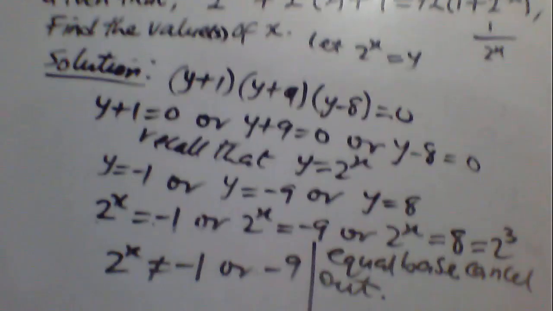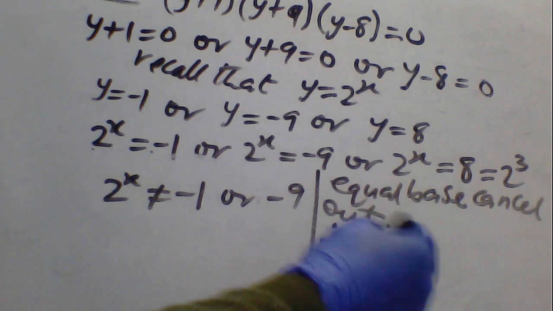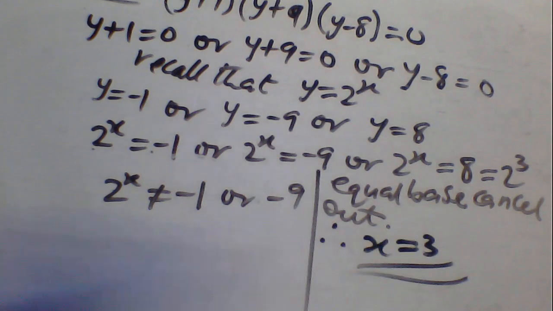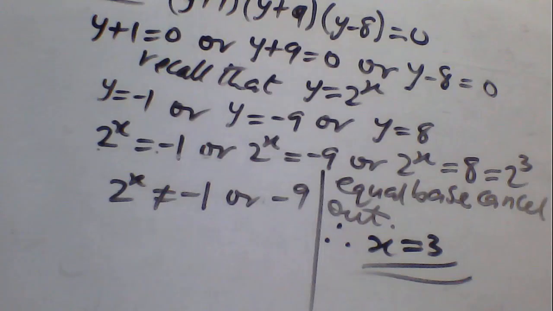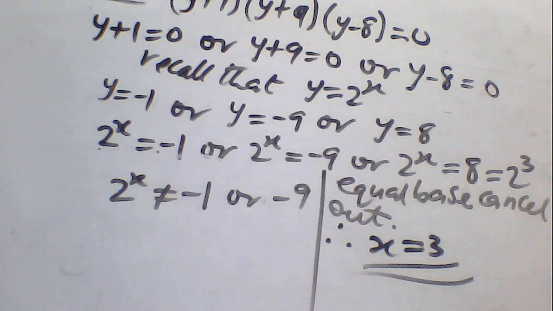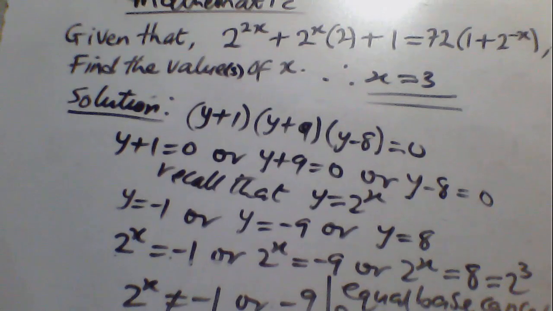Since equal base cancel out, what will happen to x? You equate the powers. Once equal base cancel out, we have that x = 3. So that is the only value of x that satisfies the equation. x is equal to what? 3. That is the only value of x which satisfies the equation. Therefore, x = 3. You can check it for extraneous solution.